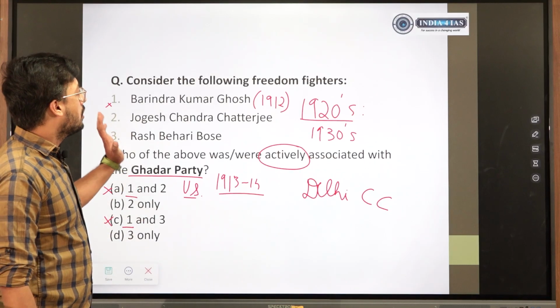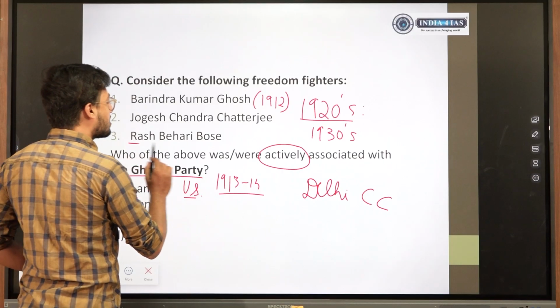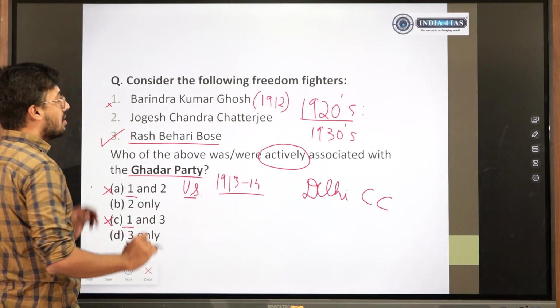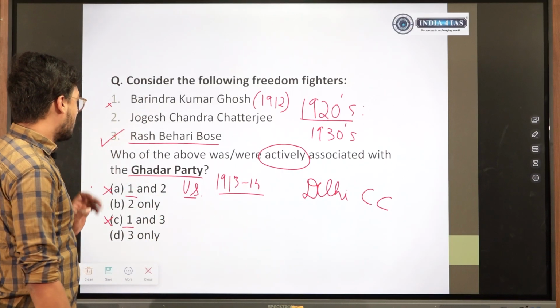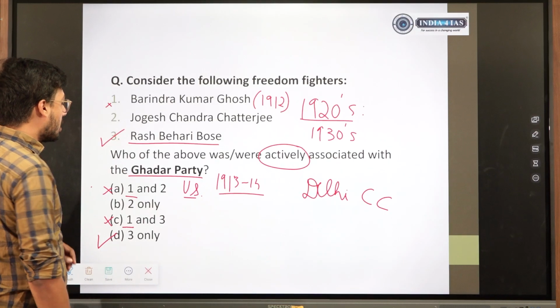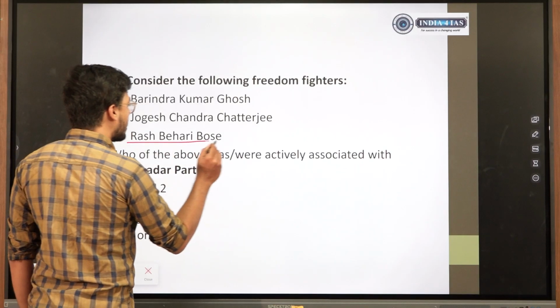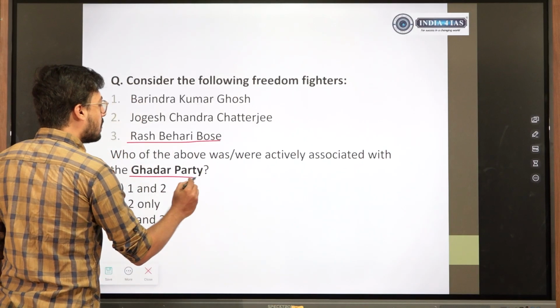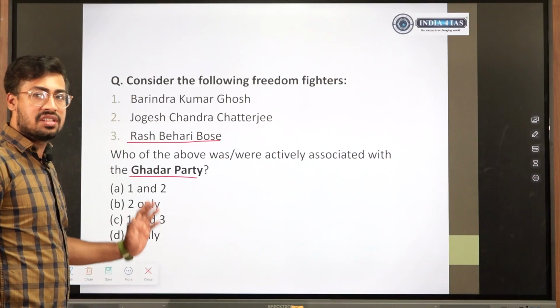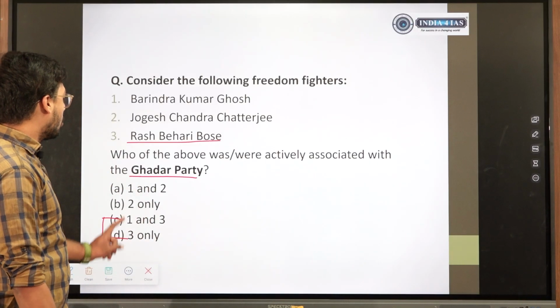And even if you did not know, another way of thinking is Rash Bihari Bose, if you had studied, you would study him under Gadar party. So 3 is another option. In this way you could have got answer D to be correct. Even if you do not know anything else, when Gadar party comes, Rash Bihari Bose's name you would have studied. So in that sense the confusion should have been between only 1 and 3.